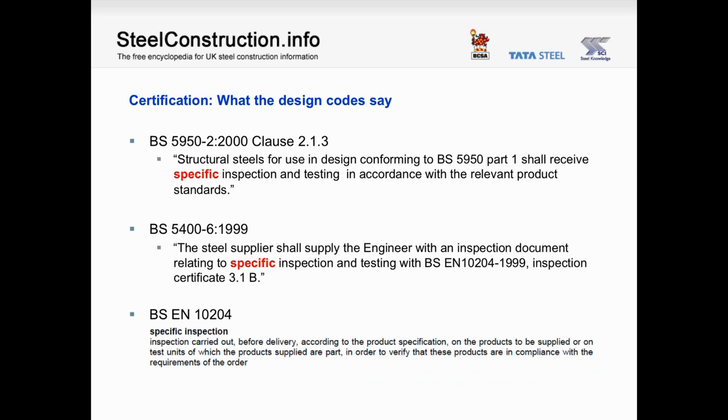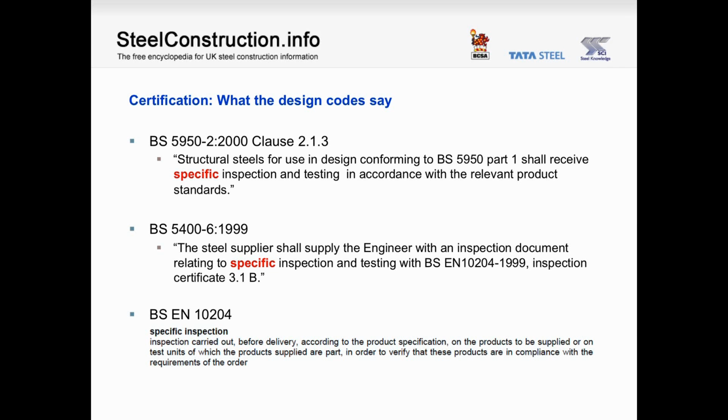So moving on to what our design codes say and turning our attention to more familiar territory. If we open the pages of BS 5950 Part 2 and BS 5400 Part 6, we'll find these clauses. Both design standards require that steels used for buildings or bridges must have something known as specific inspection and testing. BS EN 10204 gives us a definition of specific inspection. And although both standards are now officially withdrawn, the requirements still apply.